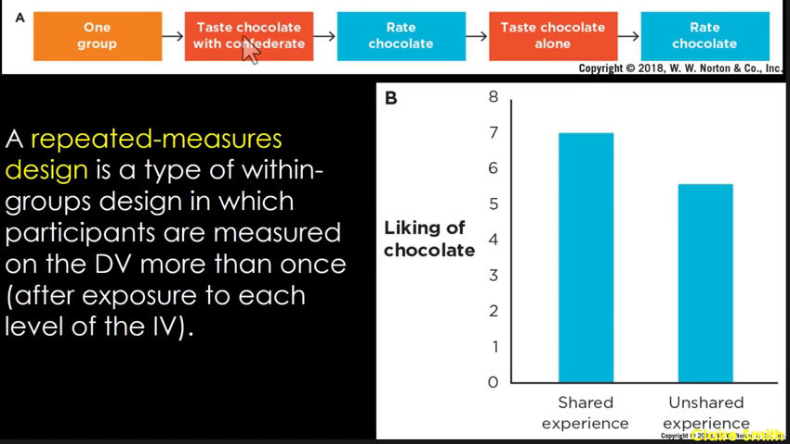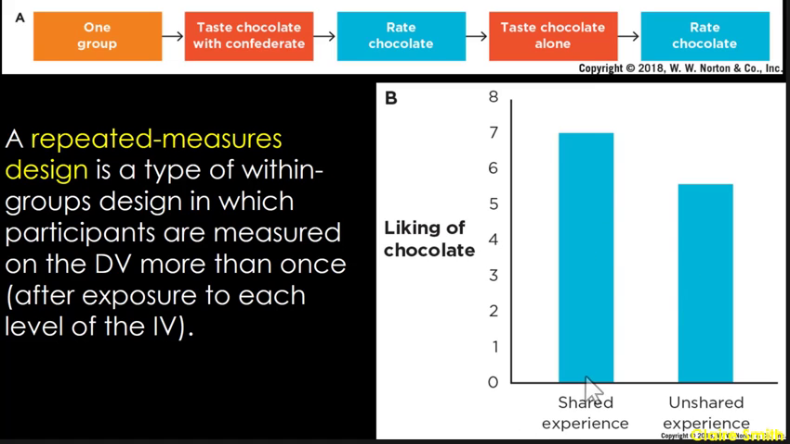So the individual was told that these were different chocolates, right? But they're actually the same exact type of chocolate. So the rating theoretically should have been the same, right? It's the same thing that they're tasting. Repeated measures: they're measured on the dependent variable more than once, right? So they're exposed to one thing, rate it, exposed to the other one, and then rate it again, right? Two different conditions exposed to at different times.